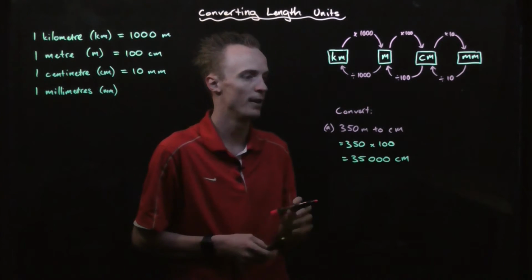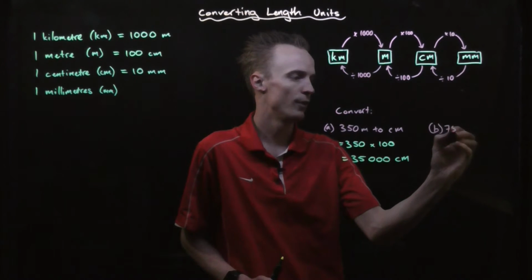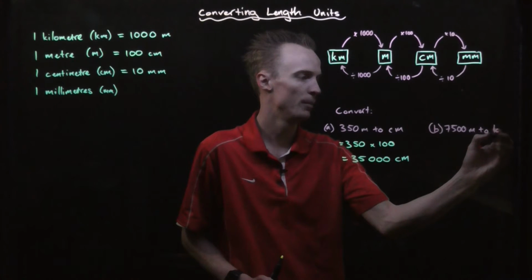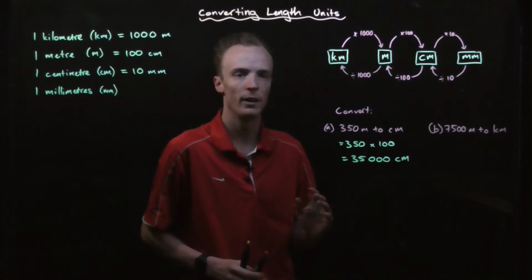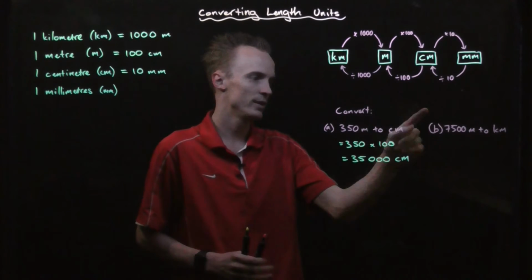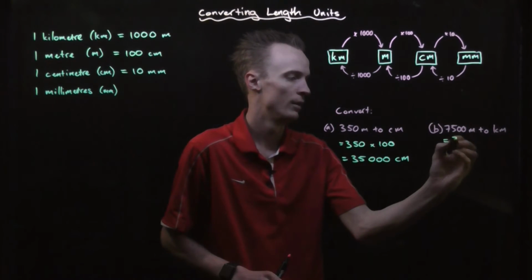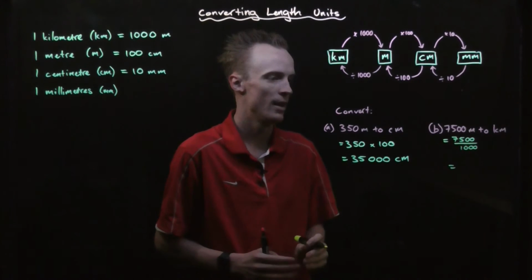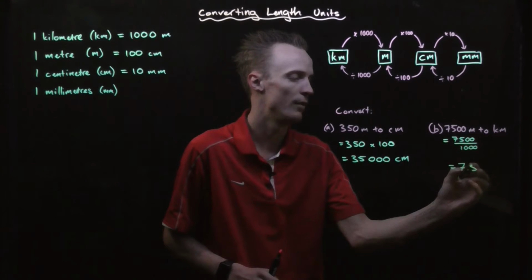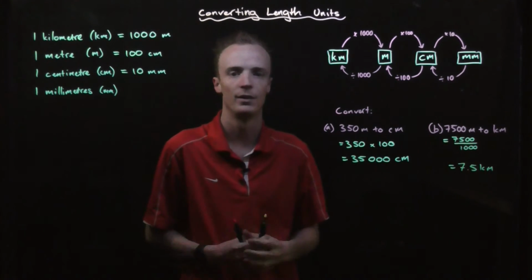But what about the other way around? What if I've got 7,500 metres and I want to convert it to kilometres? Well, like last time, I look at where I'm starting at, which is my units of metres, and I want to get to kilometres. To do that, I need to divide by 1,000. As I divide this by 1,000, it will give me 7.5 kilometres in 7,500 metres.